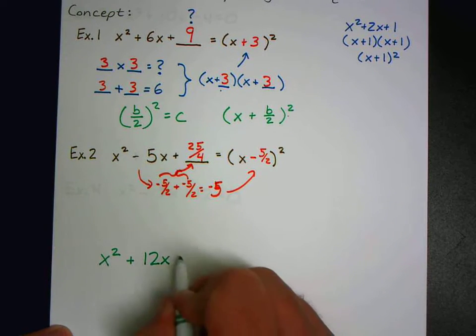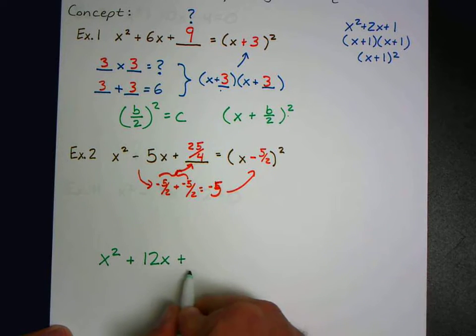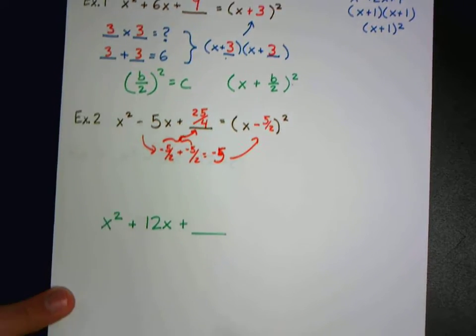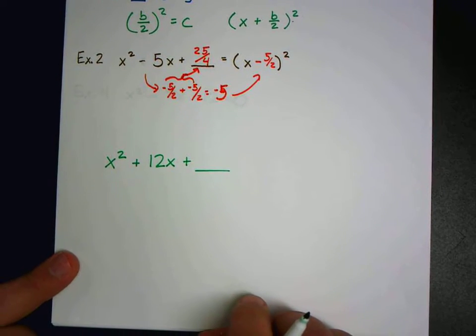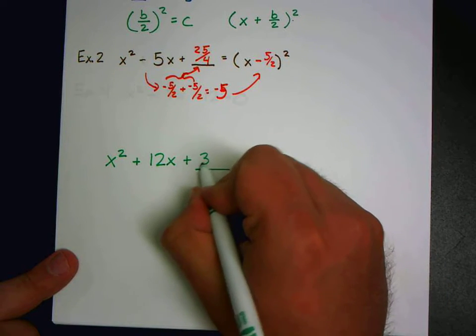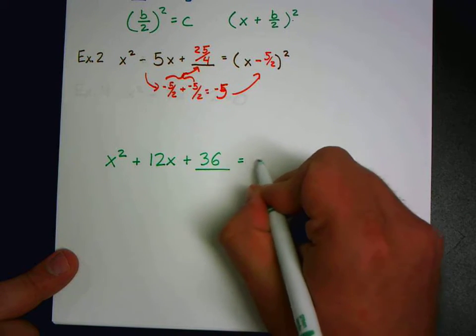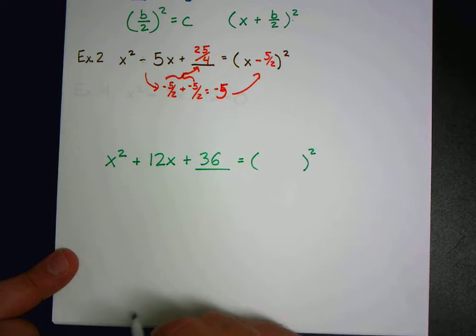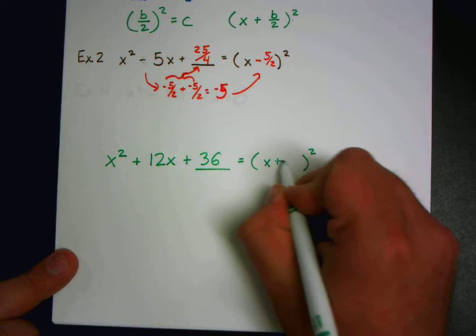Okay, in order to complete the square there, what number do I need to add on? 36. Because I take half of 12, which is 6, and I square it. Which means over here, what are my two factors? X plus 6.